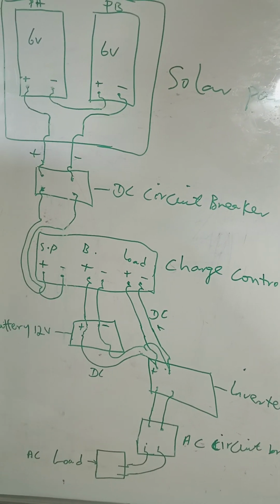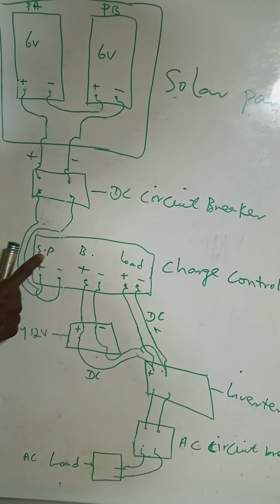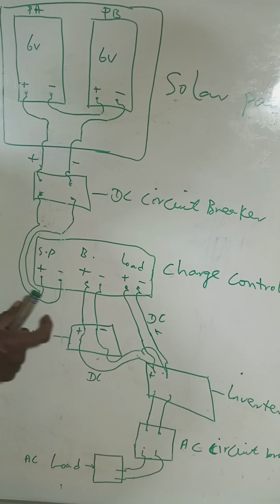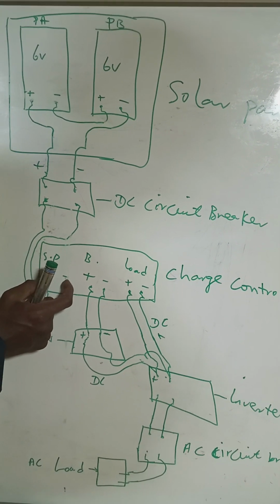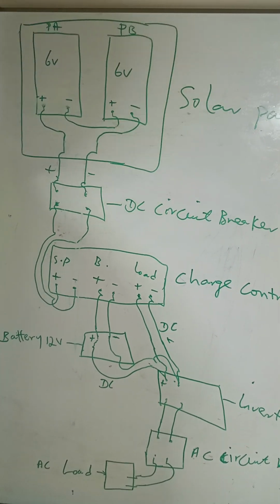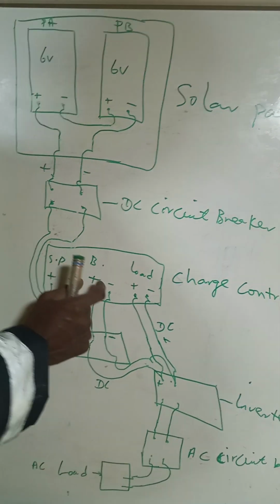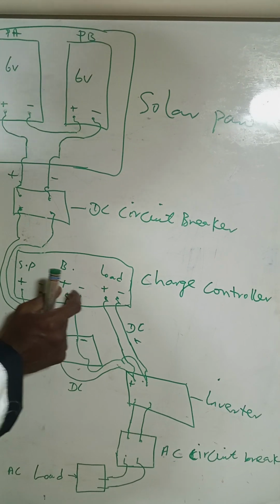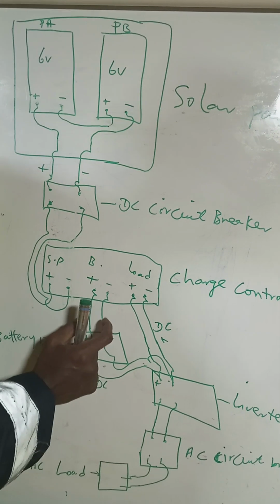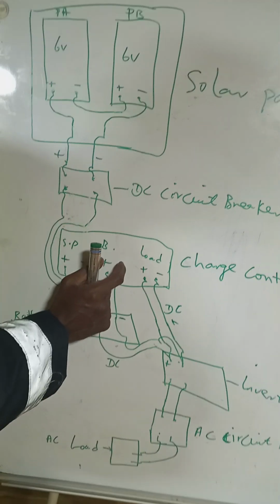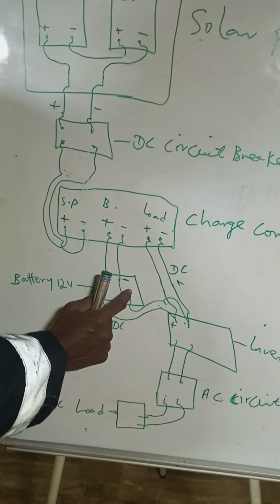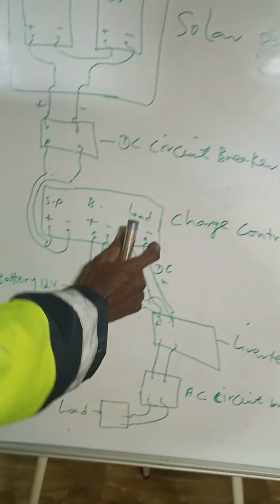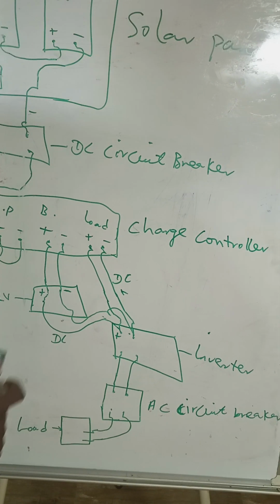You have to connect from here. And here SP means solar panel. So your two 12 volt terminals will come to the positive and negative of your charge controller, and positive and negative from the battery. You take positive and negative from the charge controller to your battery. You also go to the load, where you will see positive and negative.